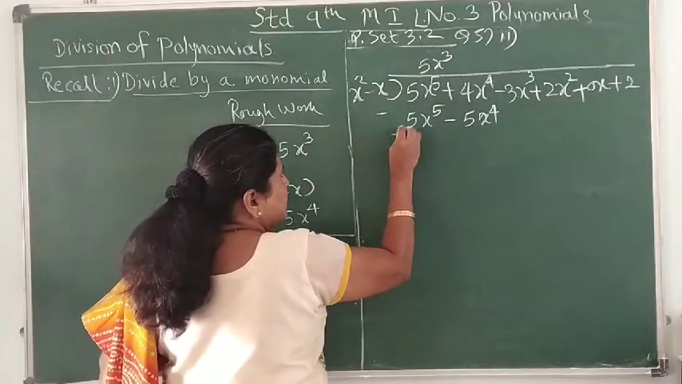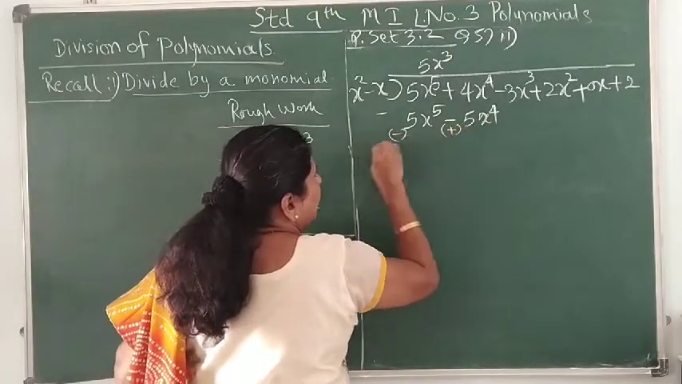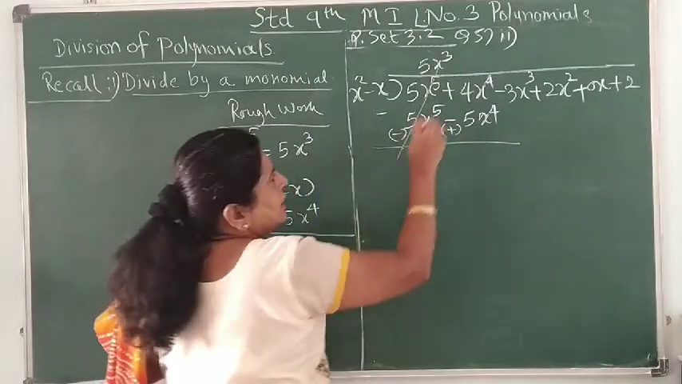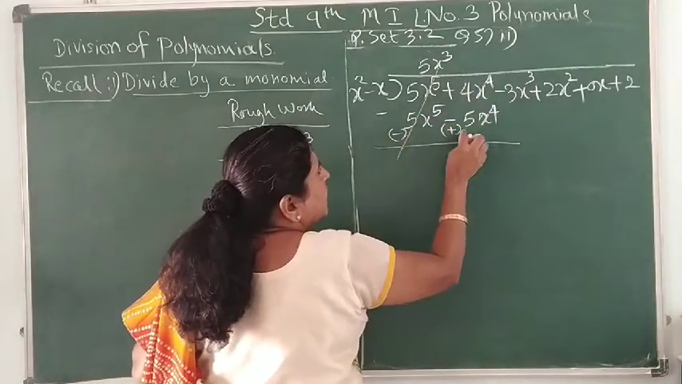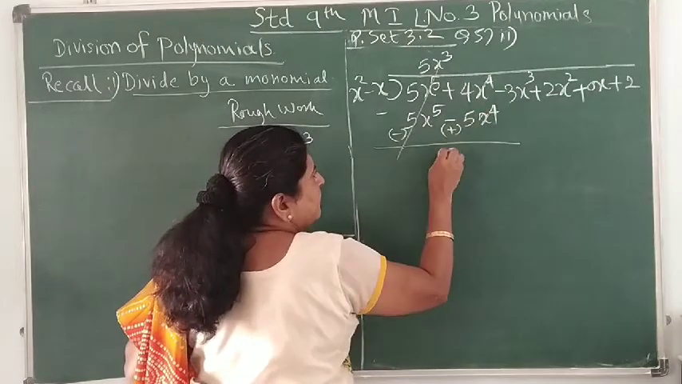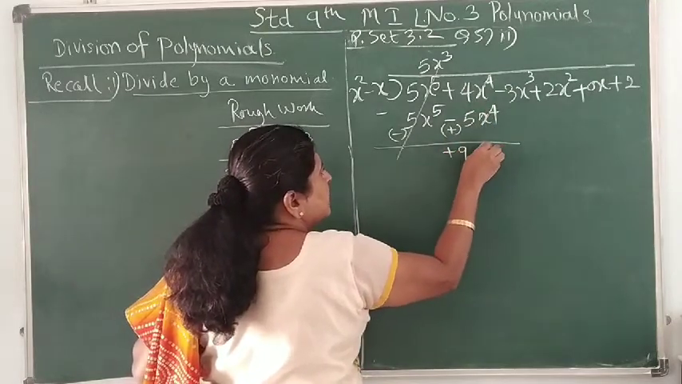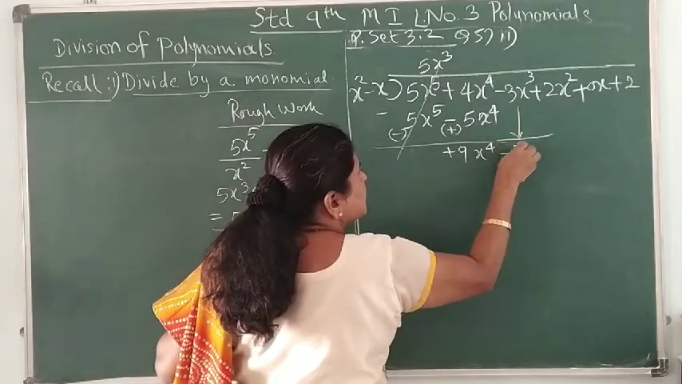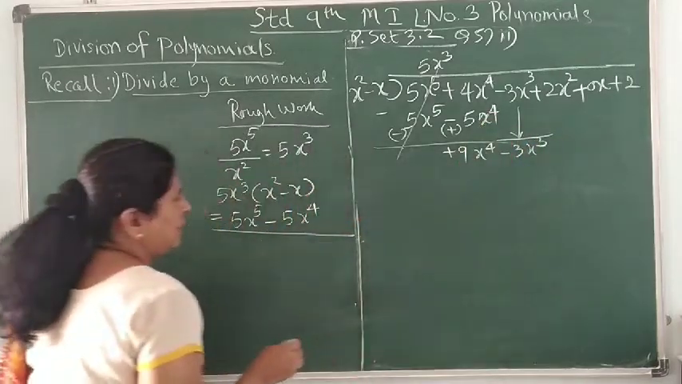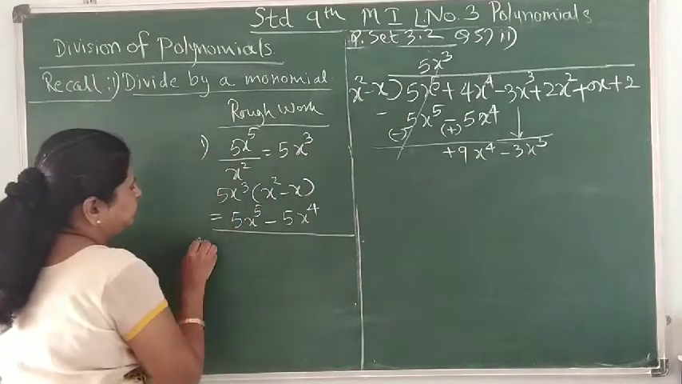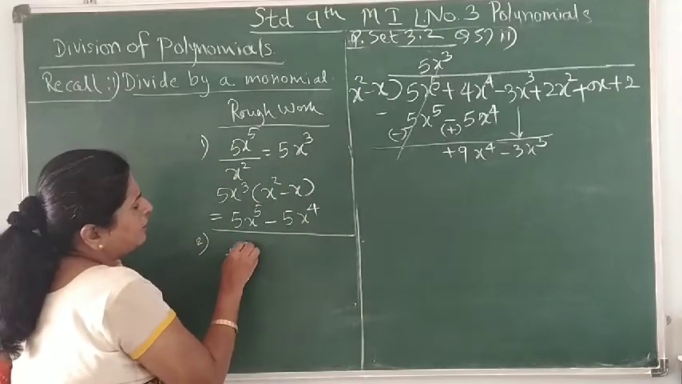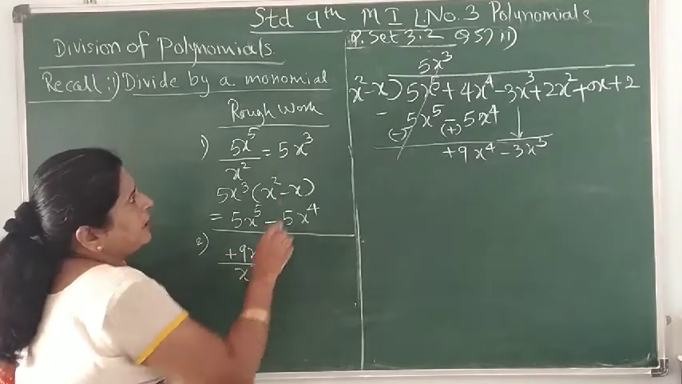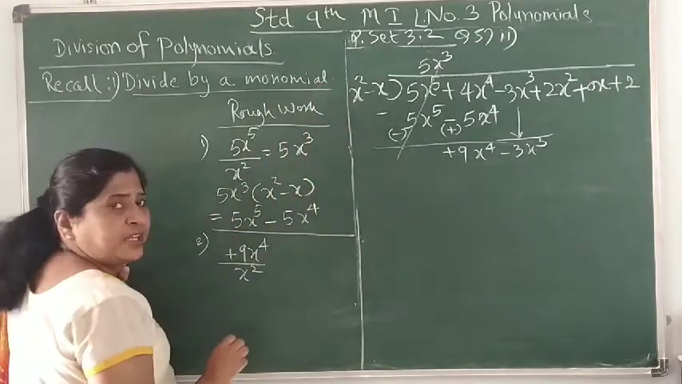Now do the subtraction, change the sign. Of course, the plus and minus terms will get cancelled. Now this is plus 4 and plus 5, it will become plus 9x raised to 4. Now we have to take the second term, minus 3x cube, here. Now for the second step, we have got plus 9x raised to 4, which we are supposed to divide by x square, which is the first term of the divisor.